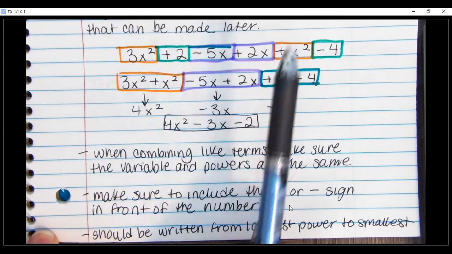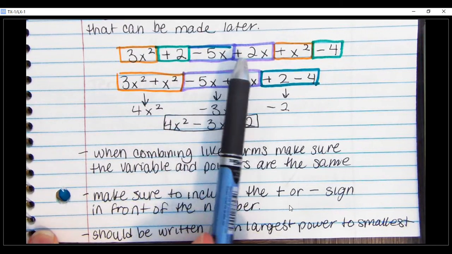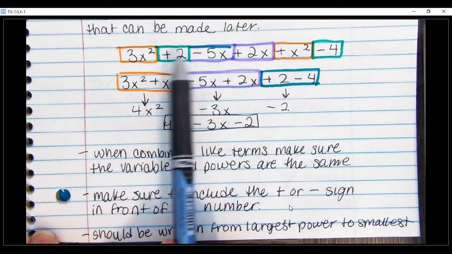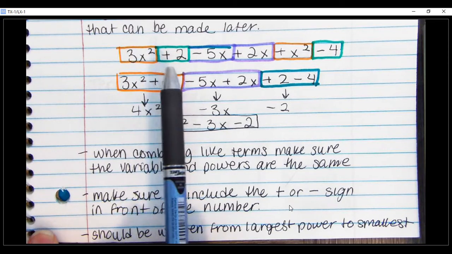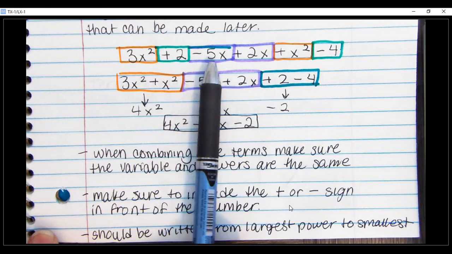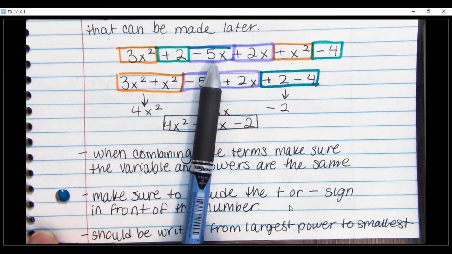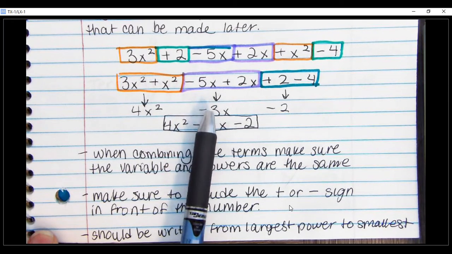Remember that when you are combining like terms, make sure that you include the sign in front because that tells you if the number is positive or negative. And when you're combining like terms, that is super important. So for example, negative 5x, if I didn't include that negative in there, this answer would be 7 instead of negative 3. So if I didn't do that, I would be wrong.